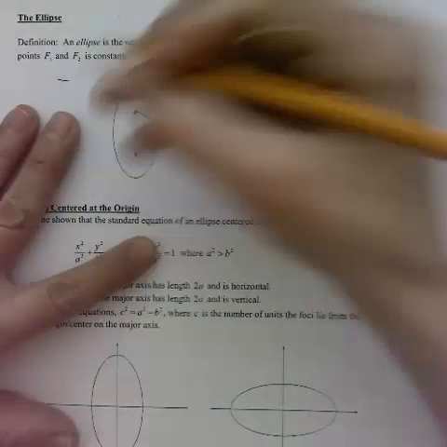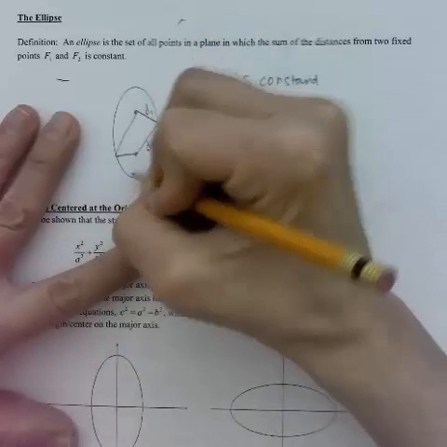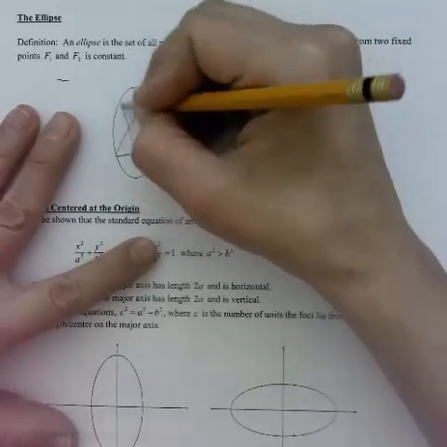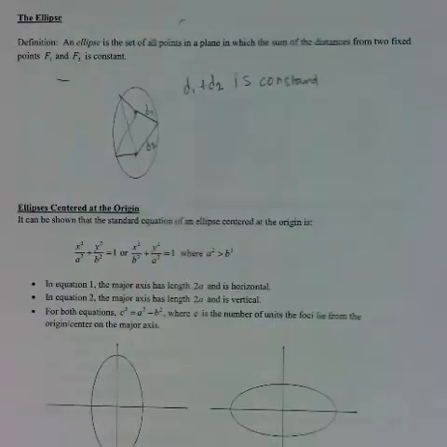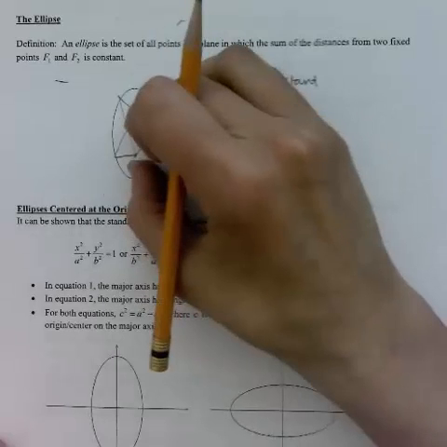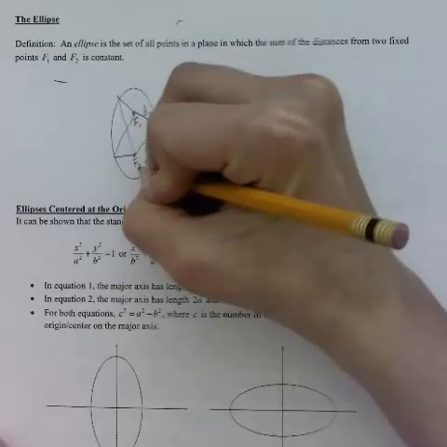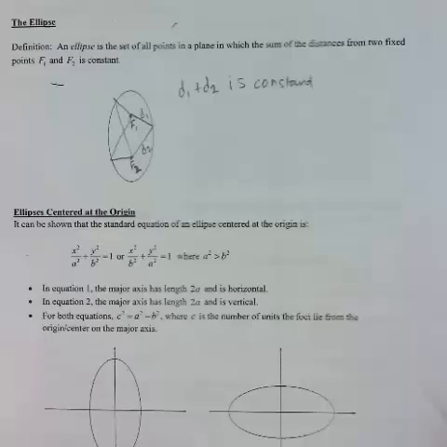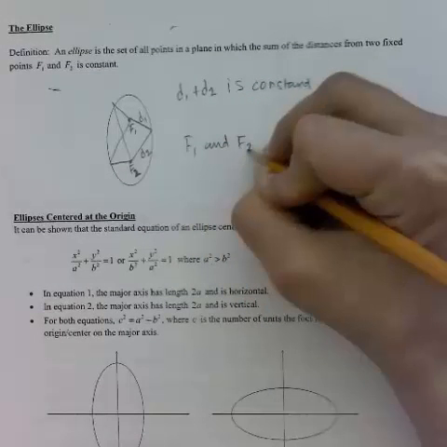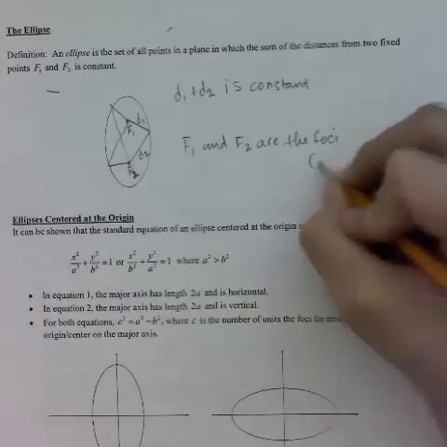So if you can imagine, you take any point on the ellipse, these lengths would add up to the same number every time, right? No matter where you're going from. So these 2 points, each one is called a focus. Plural of focus is foci. So these are the foci. I'll use F to represent those. So this is F1 and F2, excuse me. So foci, plural of focus.